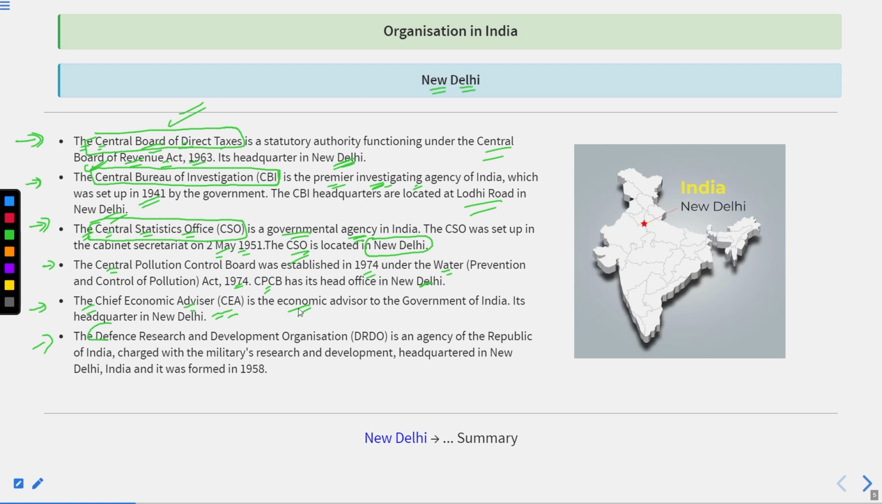Then we have the Defense Research and Development Organization, DRDO. DRDO is also a statutory body and it is an agency of the Republic of India charged with military research and development, which means whatever equipment, weapons, and other tacticals we require in the field of defense are modified and further innovated by the DRDO. It is headquartered in New Delhi, India, and it got formed in 1958.